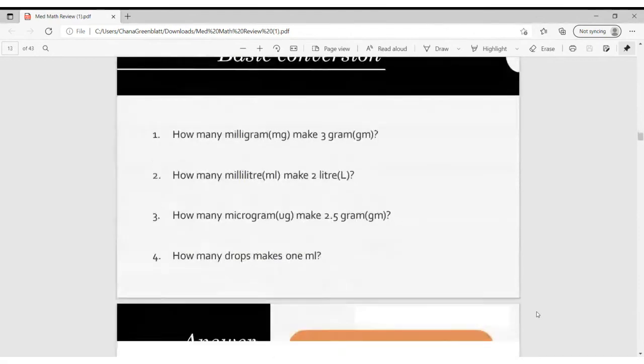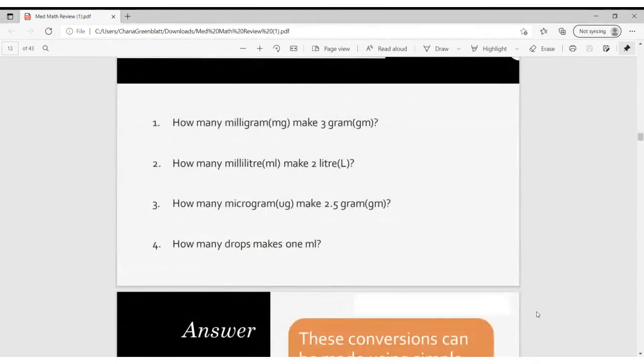So if we start here, I'm going to write it down and then I'm going to flip it onto the board. And so we'll go through these together. So the question is, how many milligrams make 3 grams? So again, I'm asking myself what I have and what do I need. So I know that I have 3 grams and I want it in milligrams. So here's what I'm going to do. One moment, let me just write this down. I'm a visual learner here.